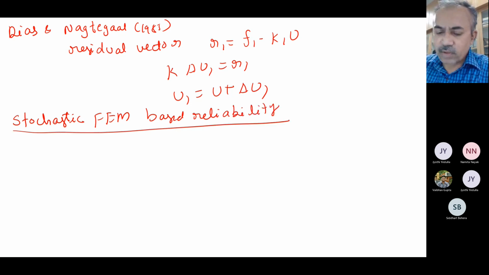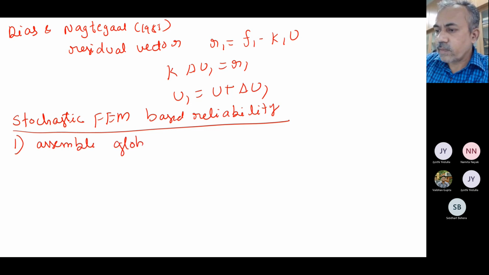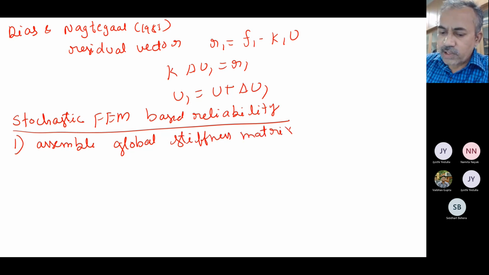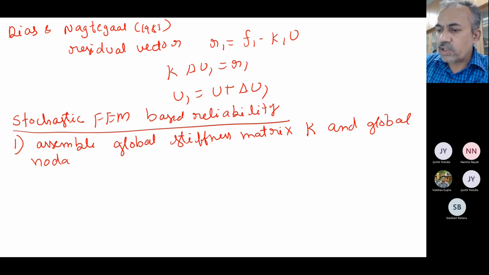Okay, so this is what we do. As I already told you, the first step is to assemble the global stiffness matrix. So the global stiffness matrix K is there, and of course the global nodal load vector. This is the first step. The vector, that is F actually. Now you already know, you solve for the displacements.